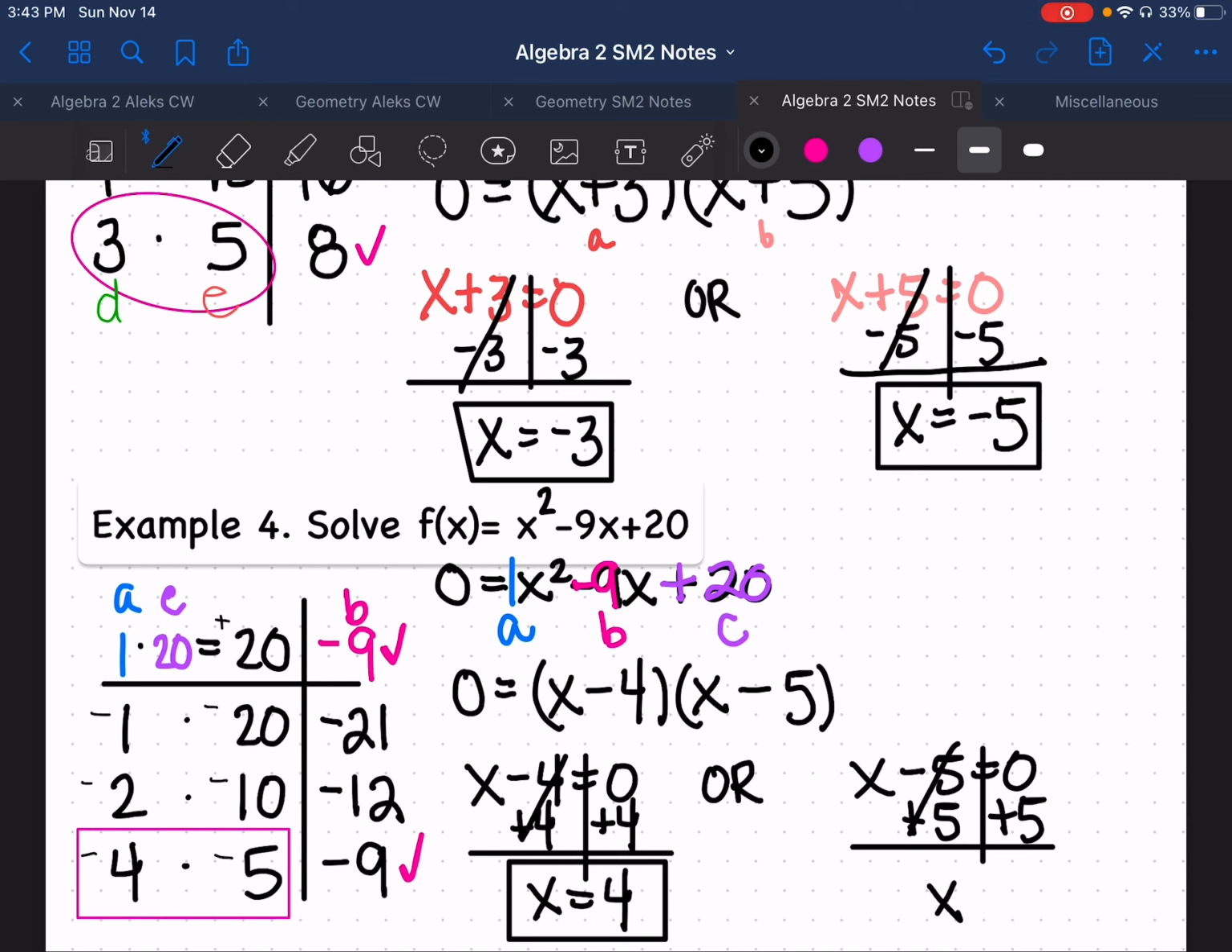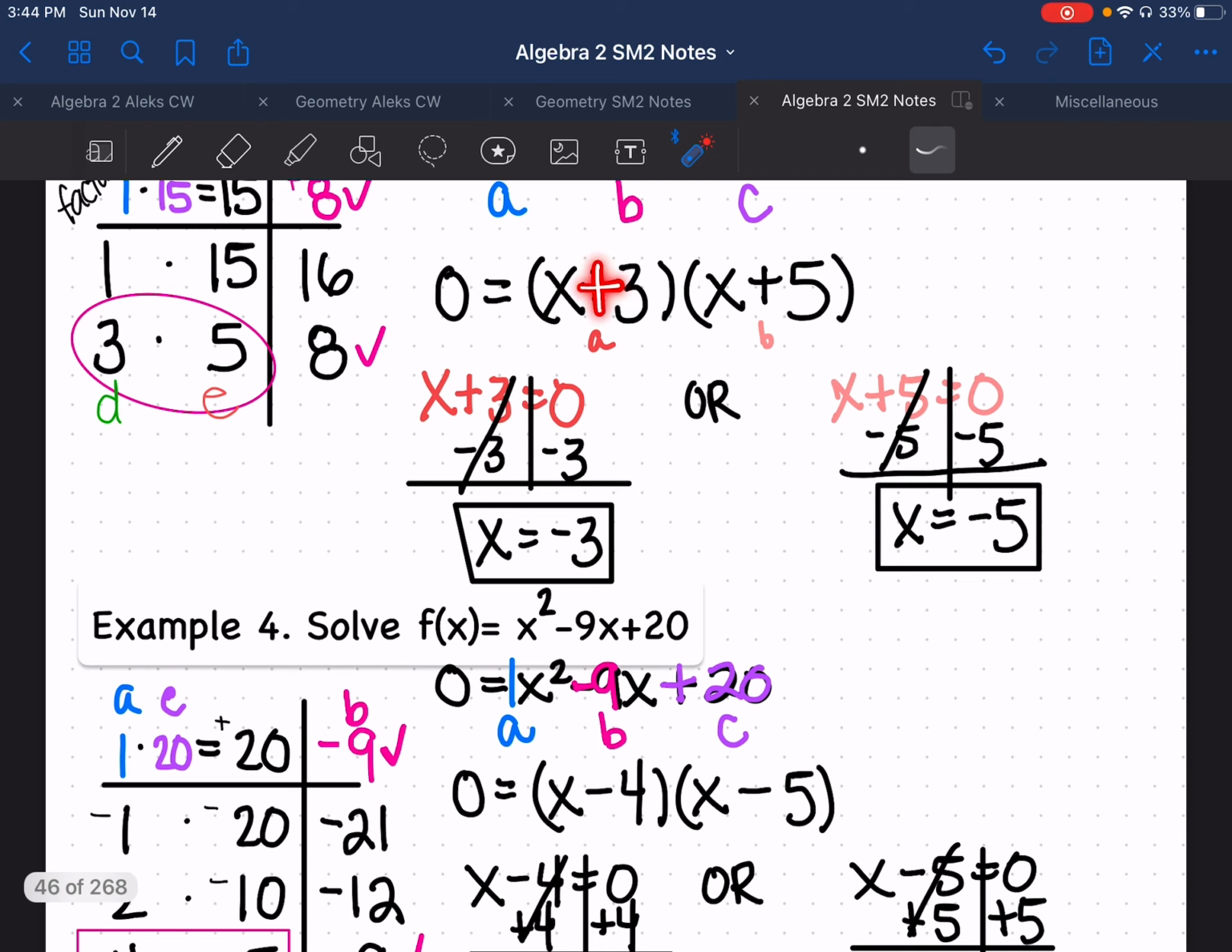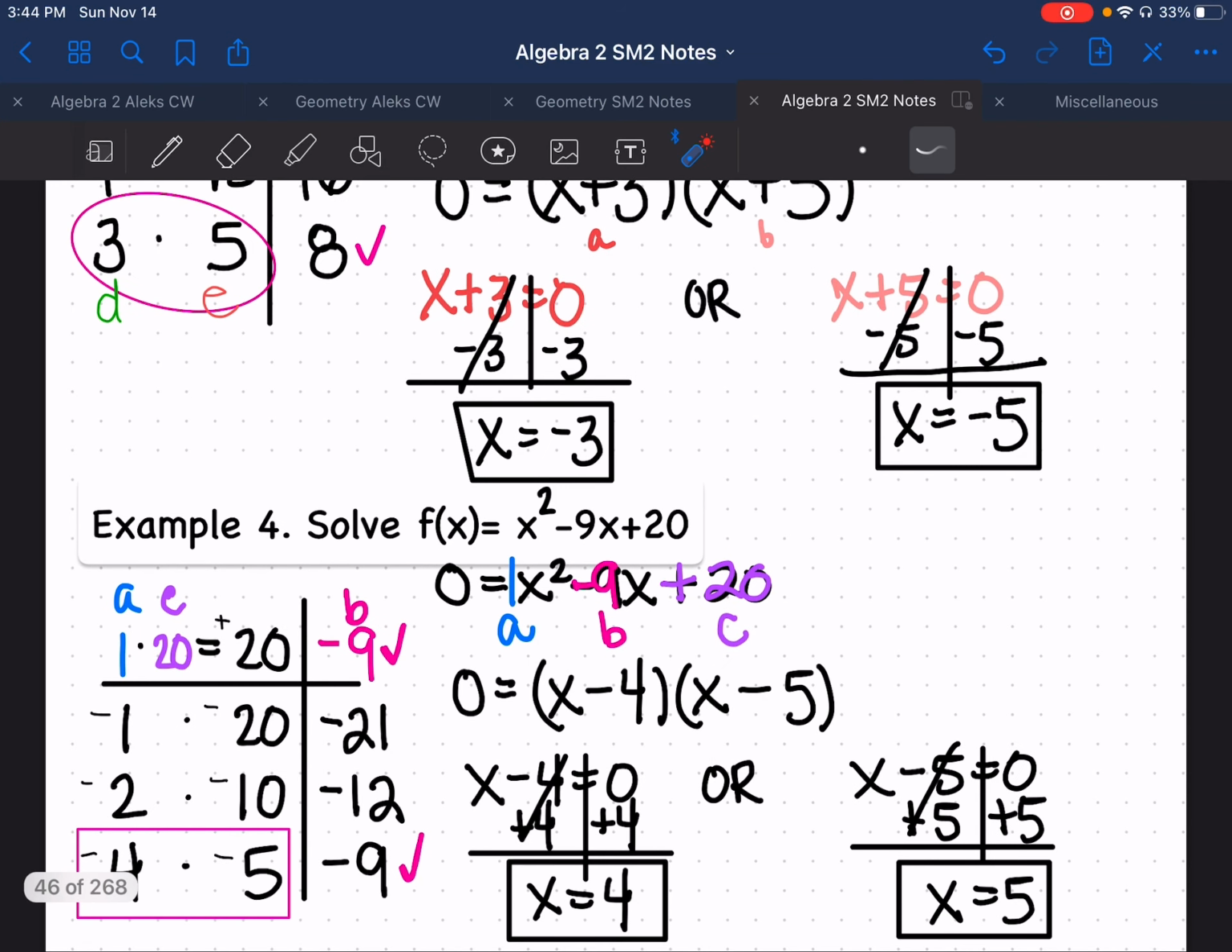As you do more and more of these, you're going to start to notice a pattern with the number that you put inside the parentheses for d and e and the two answers that you get. You're going to notice that the sign inside the parentheses is the opposite sign of your answer. Yes, that happens every single time. Look, it happened up here. Plus, my answer's minus. Plus, my answer's minus. It happens every time because we're using that zero product property and we're setting it equal to 0.